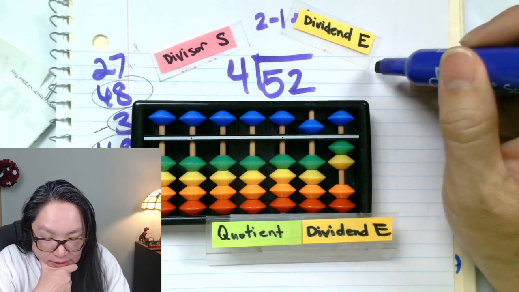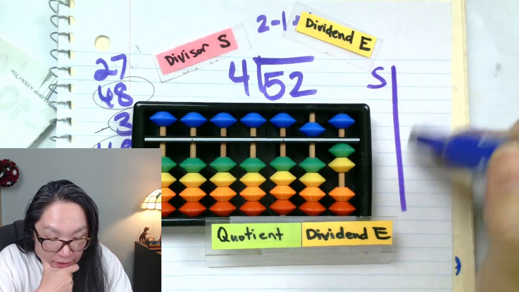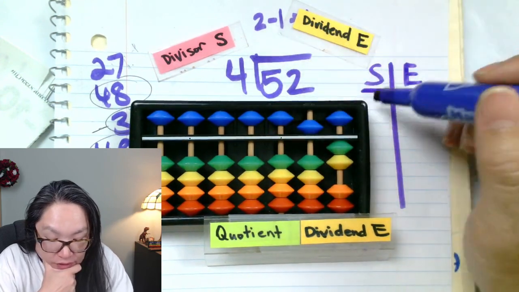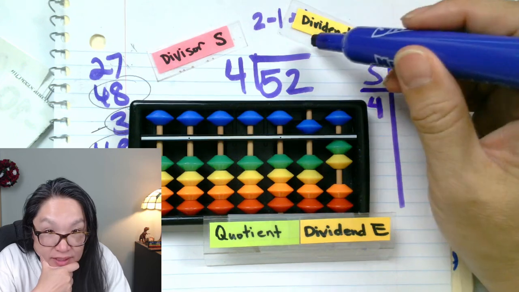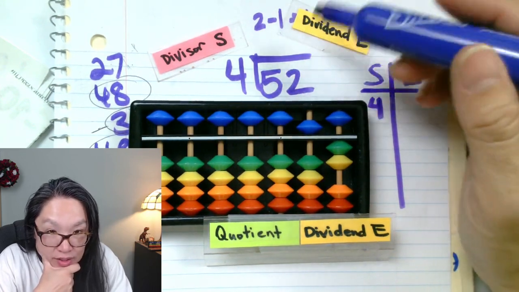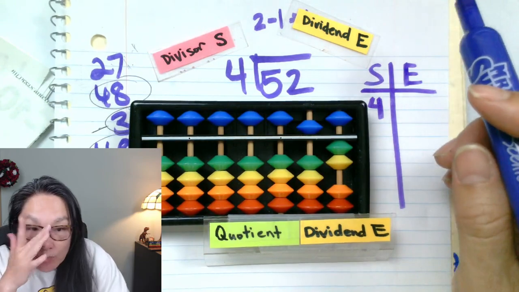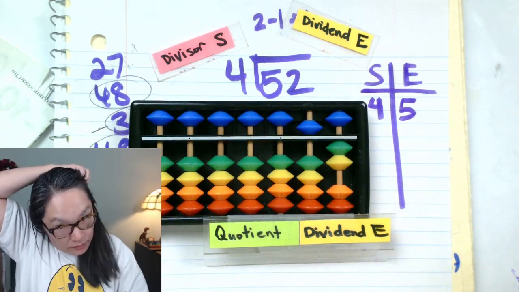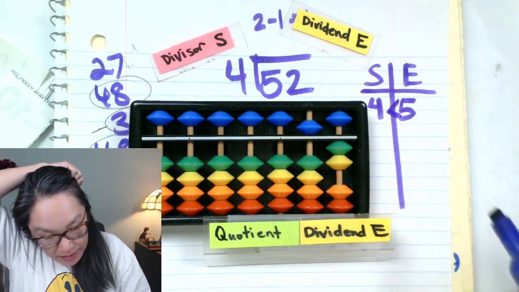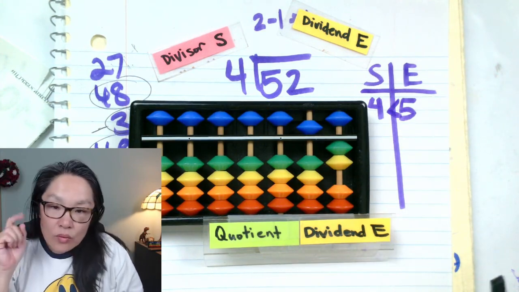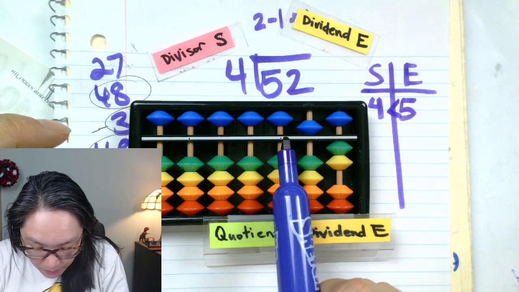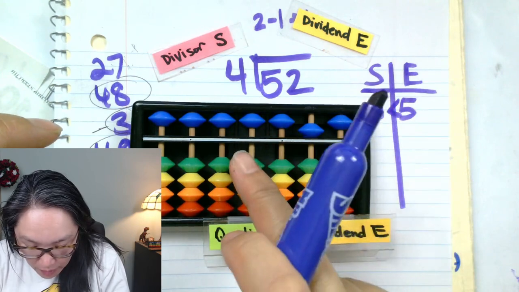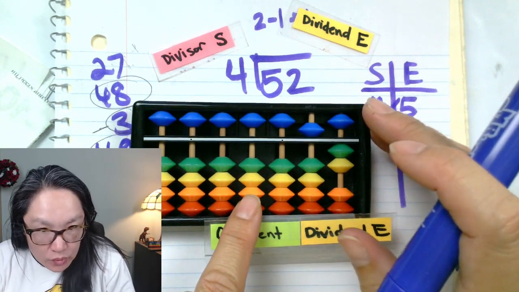Now the question is we're going to compare. We have our dividend and our divisor. Our divisor is 4, and of our dividend we only compare the 1 digit. We don't compare 2 digits. We only compare 1. We compare the 5. Who is bigger? Our dividend is bigger. So then what do we do? We skip this column and we go here. We're going to skip one column, and we're going to go here. Why? Because that's one of the rules.